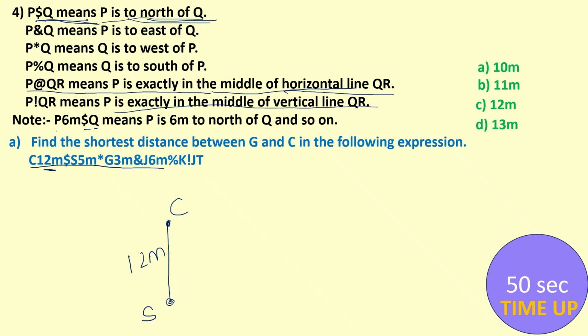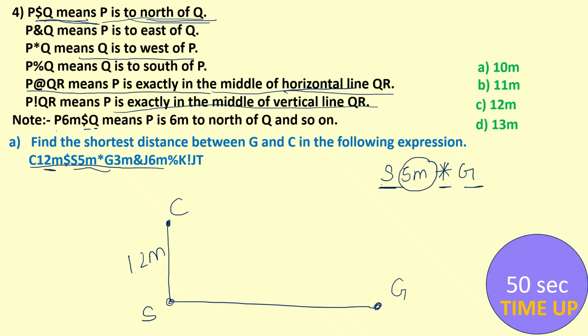Next, S asterisk G. Okay, S asterisk G is there. So here S they have given 5 meter asterisk G. So just see first S asterisk G means what? S asterisk G means S is to the west of G. S is to the west of G. Now, how much meter they have given? 5 meter. So write here 5 meter. That's it. Okay.